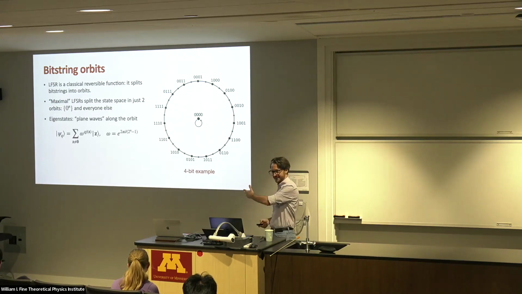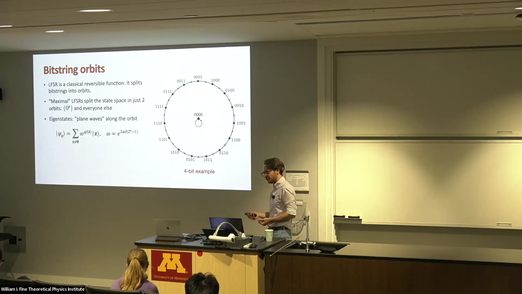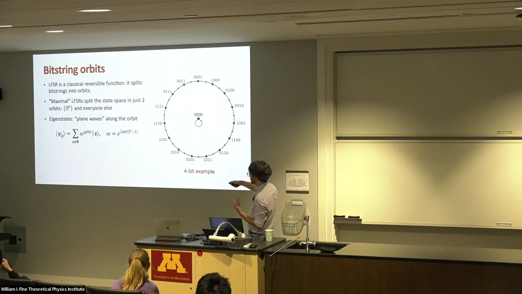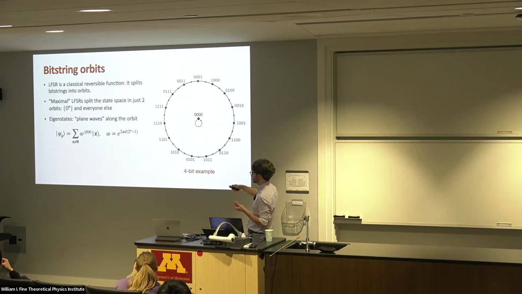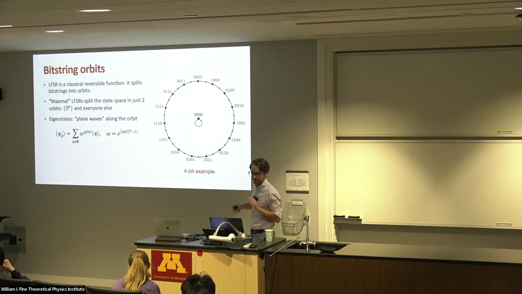Now, this is once again a quantum walk on a circle, except now it's a circle in Hilbert space. But we can still solve it with plane waves. We just get an eigenstate that is a superposition over all the bit strings in this orbit, meaning all the non-zero bit strings, with a phase that is just the appropriate unit of momentum times momentum q times position along the orbit. That's all that is.